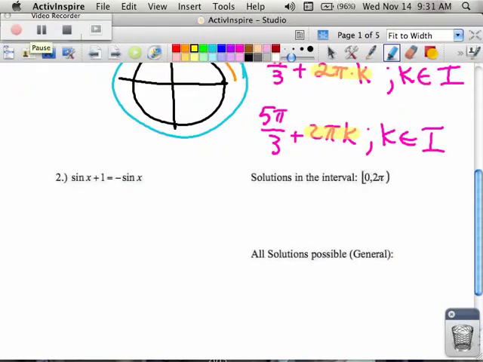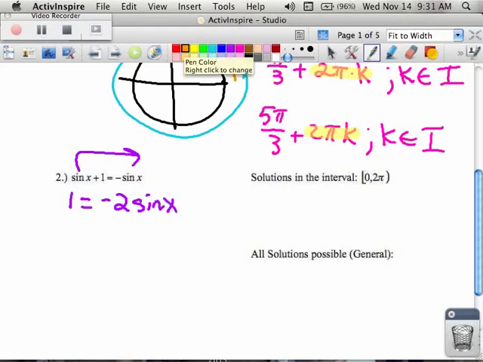So this next one is another one that's very similar to the first one. Let's say that in this one, I move my sine to the other side. So now the sine comes to the right-hand side. I have 1 equals, if the sign that's positive moves to the right-hand side, it becomes negative. So I have a negative sign already there, and now another negative sign there. That's negative 2 times the sine of x. If I divide both sides by negative 2, I get the sine of x equals negative a half.